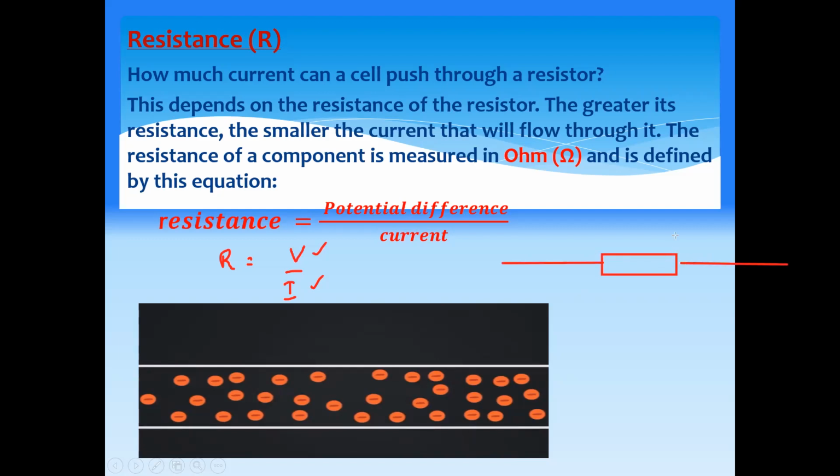To get the resistance, what do we need? A voltage. So to get the voltage, we need a voltmeter. So we'll connect a voltmeter in parallel. And to measure the current, we need an ammeter, and the ammeter should be connected in series. So we'll get the voltage, we'll get the current, and voltage divided by current, we will get the resistance of this material.